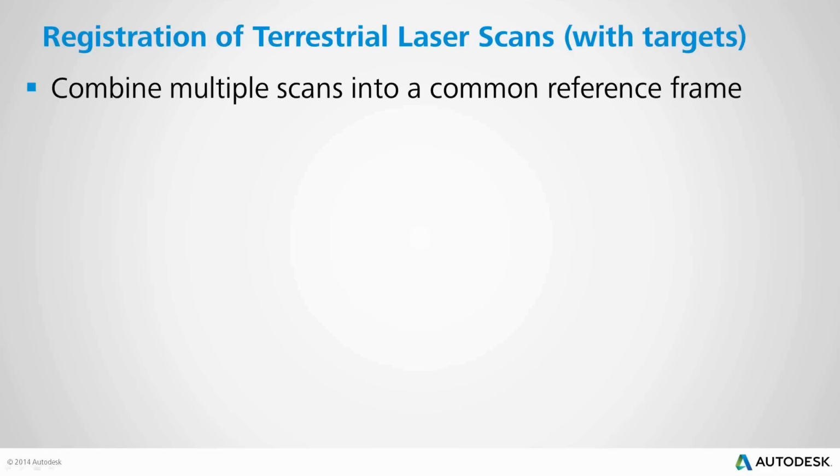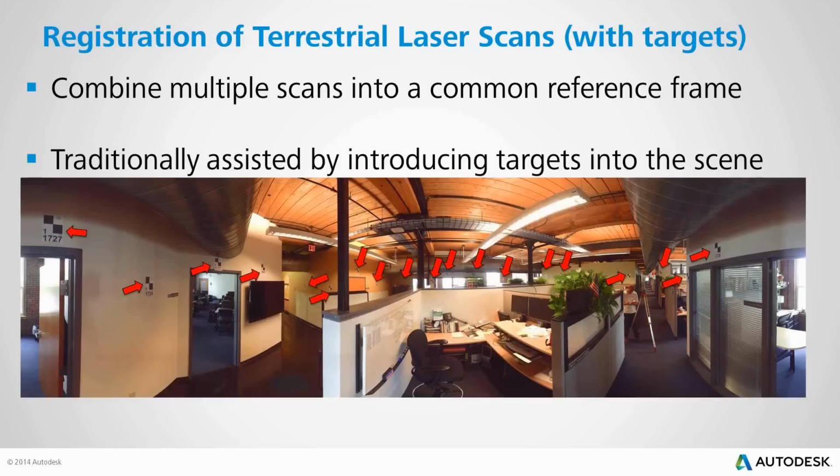We're basically trying to combine multiple scans into a common reference frame. So we have individual scans, individual point clouds from these scans, and we want to bring them into a common coordinate frame so that we essentially have one large cohesive point cloud. Traditionally, this has been assisted by introducing targets into the scene. So you show up at your job site and you go through the environment and you put up a bunch of targets throughout. How do these targets help us?